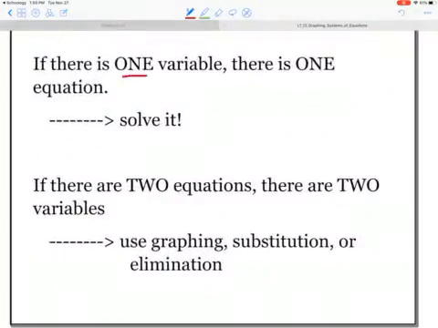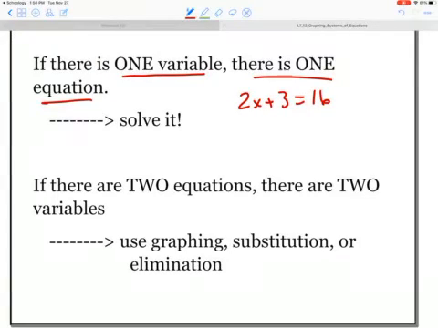If there is one variable, there is one equation and we can solve it. We've dealt with that. For example, 2x plus 3 equals 16. That's a line. We know that. We can subtract 3, divide by 2. We can solve it. If there are 2 equations, 2 variables, like our example at the beginning with pigs and hens, you would need the same number of equations that you have variables in order to solve. And if that's the case, you can solve by using graphing, by substitution, or by elimination.